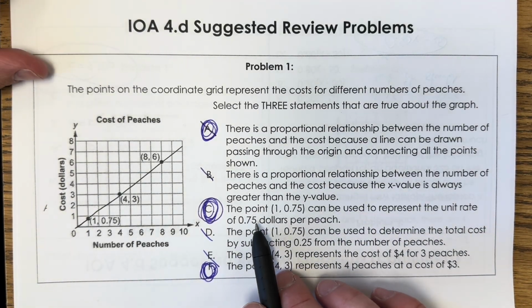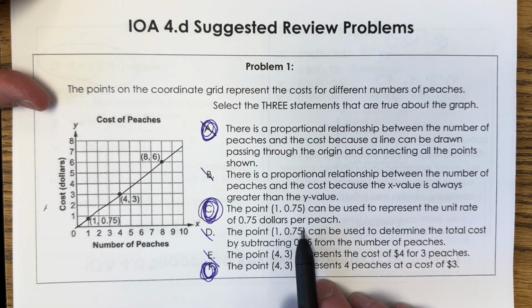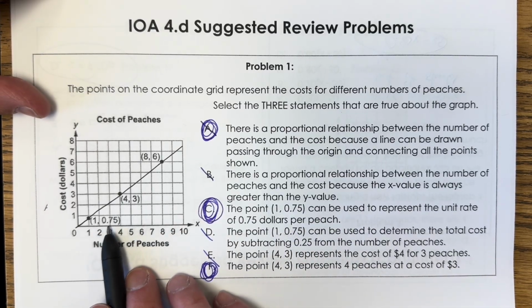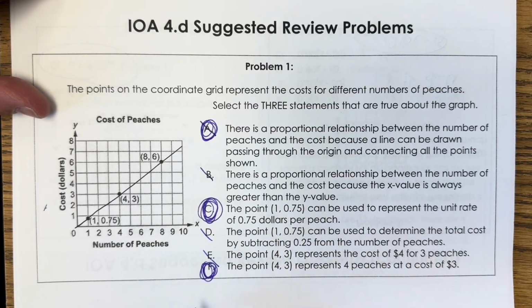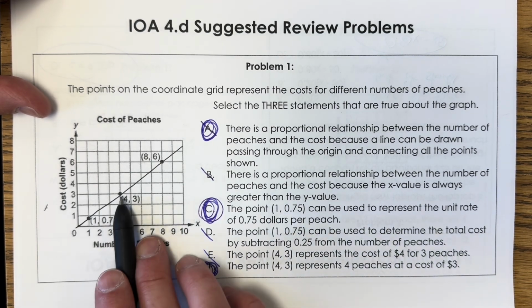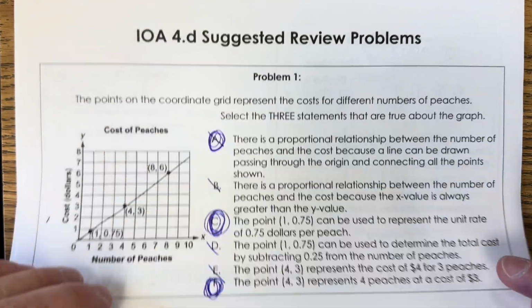Okay? C, the point (1, 0.75) can be used to represent the unit rate of 75 cents per peach. That's true because 1 peach is 75 cents. So that can represent the unit rate. And then F, the point (4, 3) represents 4 peaches at a cost of $3.